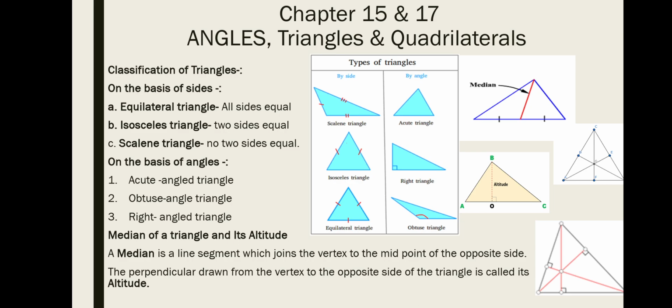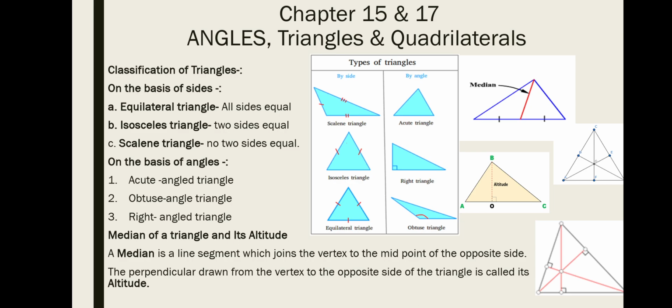Now, what is a median of a triangle and its altitude? A median is a line segment which joins the vertex to the midpoint of the opposite side. Now, in this picture, you can see the median is shown, which makes the opposite side into two equal parts. It will divide the opposite side into two equal parts. So, the first picture is types of triangles, then the median, and then the altitude.